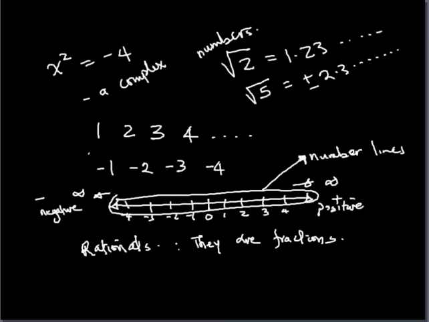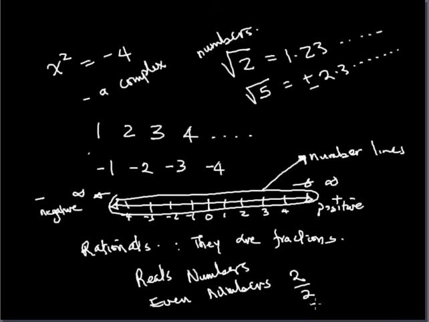Another kind of number, which is not the least, are the real numbers. We have the even numbers. Those are numbers that can be divided by 2. If you divide 2 by 2, it will give you 1. That is an even number.